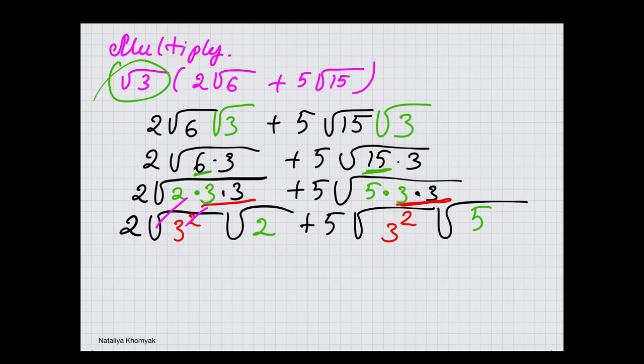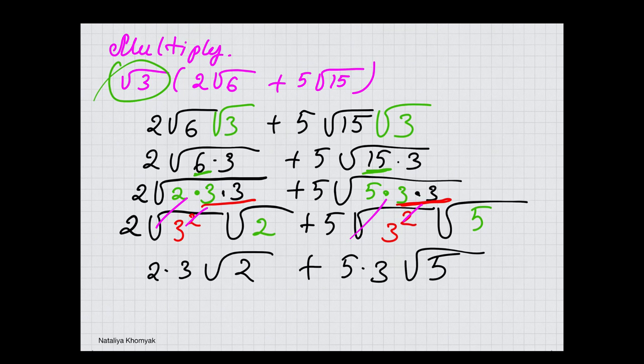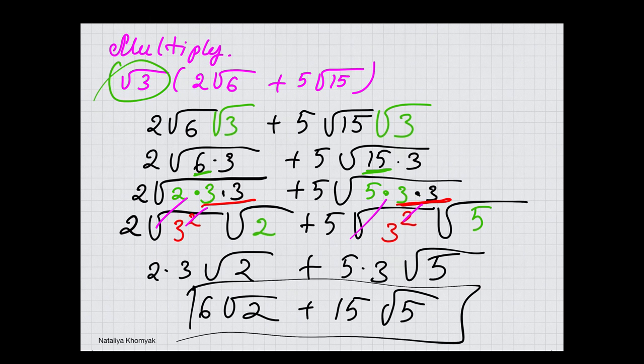Square root and the second power cancel. So we have 2 times 3 radical 2 plus 5 times 3 radical 5. And now we have 6 radical 2 plus 15 radical 5. And this is our solution.